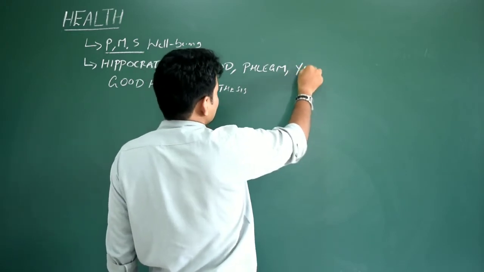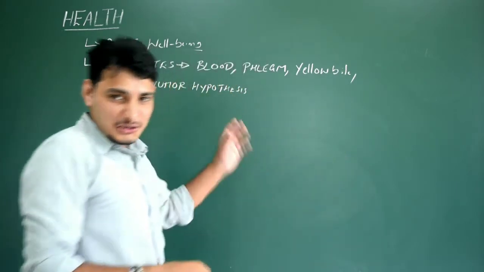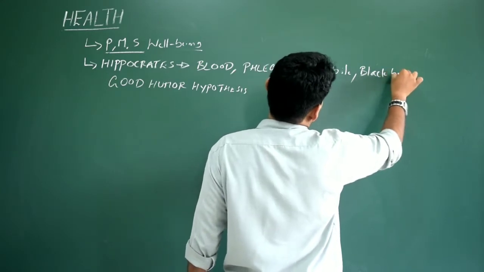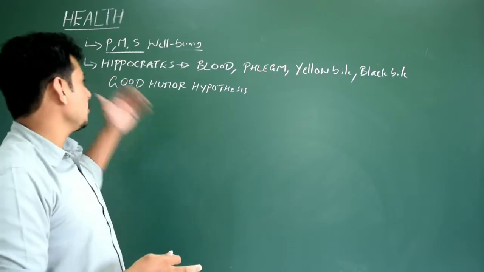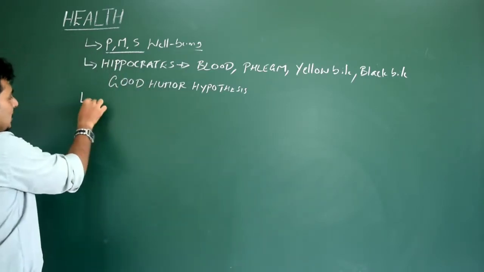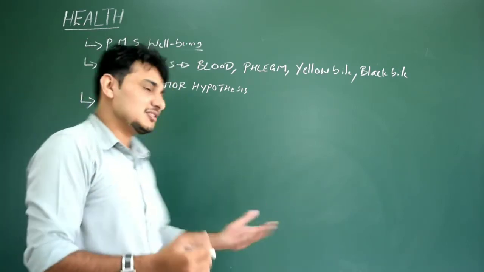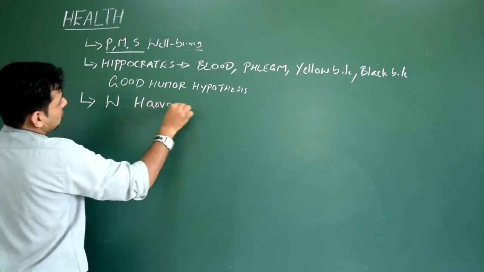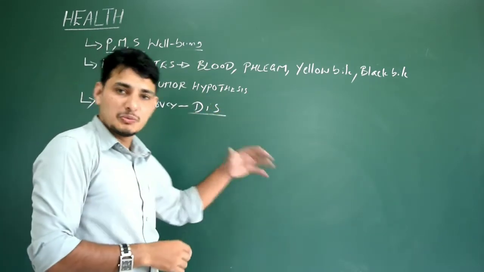In that there are 2 types: yellow bile, according to Hippocrates, and the other one is black bile. These 4 liquids are the humors. If they are in very good condition, then obviously we will be healthy, according to Hippocrates. But it was disproved by another famous scientist who discovered circulation in human beings. Yes, we know that, Sir William Harvey. So he disproved it. Please note this point: who disproved the humor hypothesis.